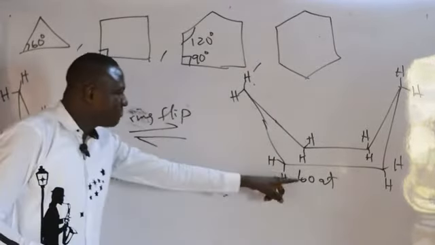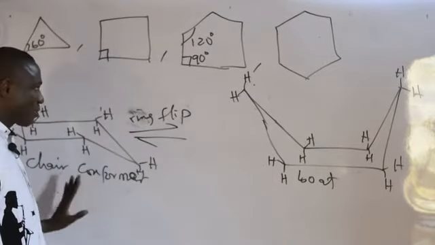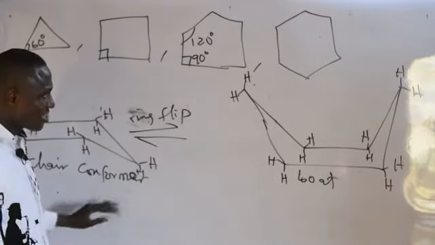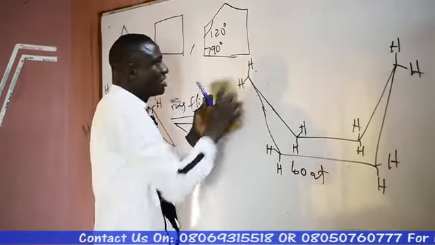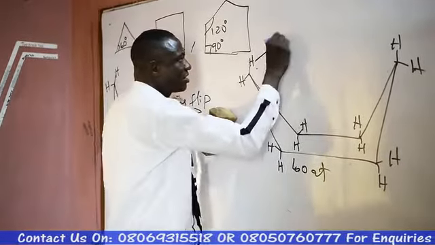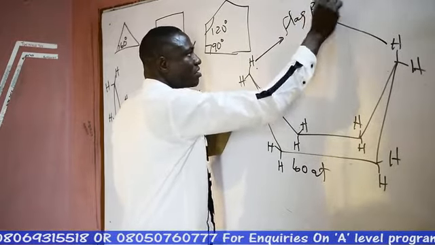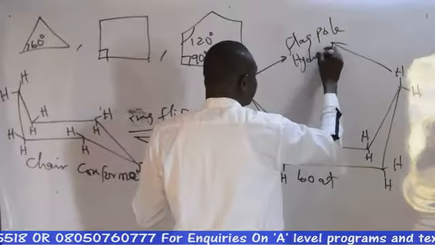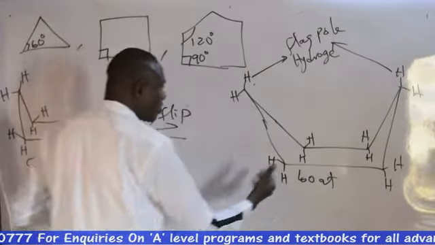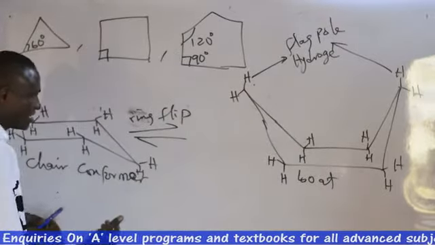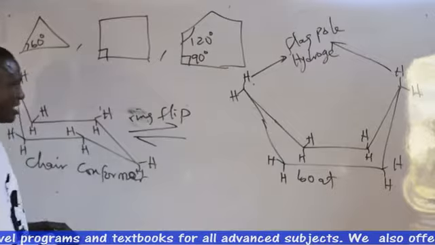But the boat form has torsional strain, while torsional strain is completely absent here. Why? As a result of what we call the flag pole hydrogen. These two hydrogen here, they are flag pole hydrogen. And as a result of their orientation, it results in what we call torsional strain. Even if you look at this, you see that the hydrogen are much closer in boat than in chair.